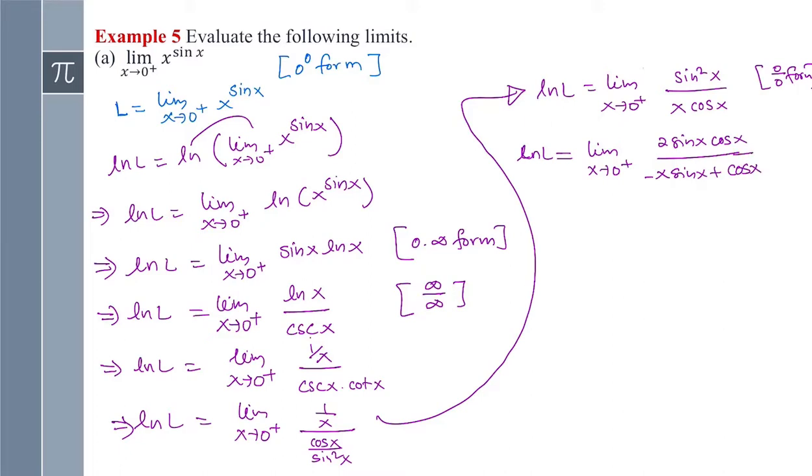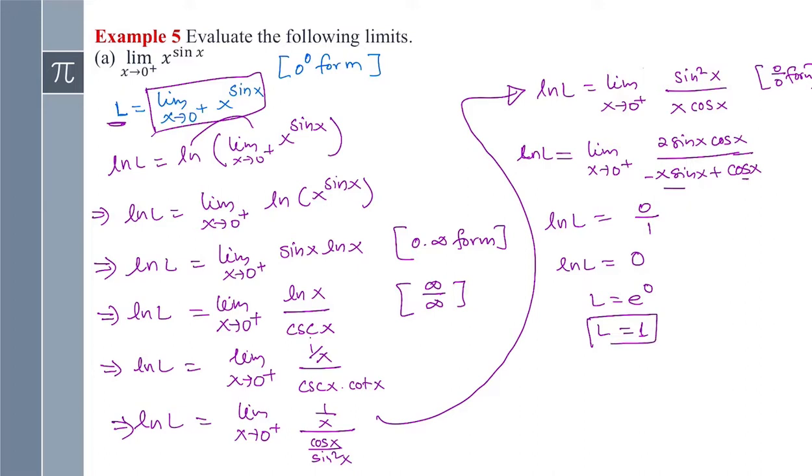Now if we plug in 0, in the numerator we obviously get 0 because we have sine x. Here we get 0, but here we get 1. So we get 0 over 1, which means natural log of L equals 0. Our goal is to find L because that's the limit we are looking at. So natural log of L equals 0 means L equals e to the 0, and that gives us L equals 1. So the limit as x approaches 0 from the right of x to the sine x equals 1.